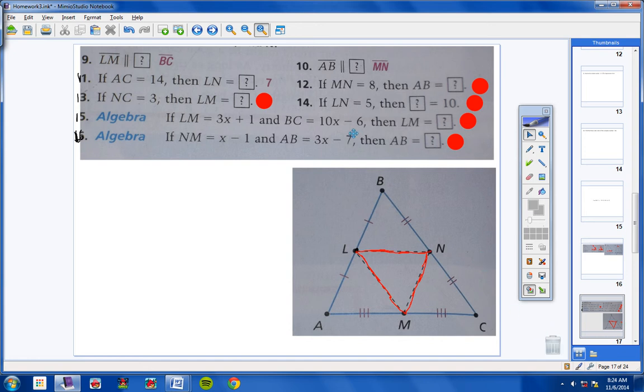Okay, number 12. MN is 8. So here's MN, and that has a length of 8. What is the measurement of AB? Well, that's the side. AB is the side that's parallel to MN. And remember, MN is the mid-segment. So the side here, AB, will be twice as big as the mid-segment. So segment AB, if this is 8, segment AB has to be 16. Okay? Has to be 16.